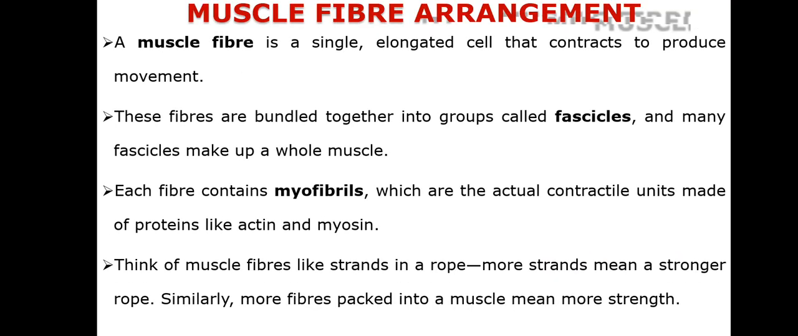Recap on this particular slide. We say that a muscle fiber is a single elongated cell that contracts to produce movement. If you want, you can just say a muscle fiber is also known as a muscle cell. These muscle cells or muscle fibers are bundled together into what we call fascicles. Then different sets of big fascicles, when you put them together, make up the whole muscle. Then the contractile units, those elements that make a muscle contract, are proteins such as actin and myosin. That is the concept that I want you to understand on this particular slide.